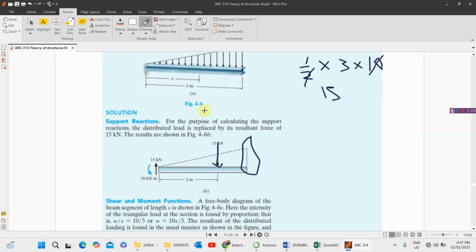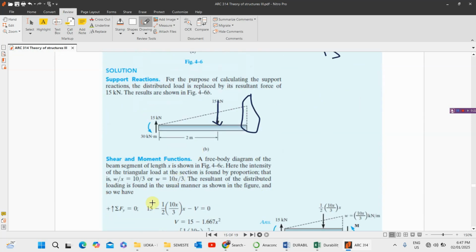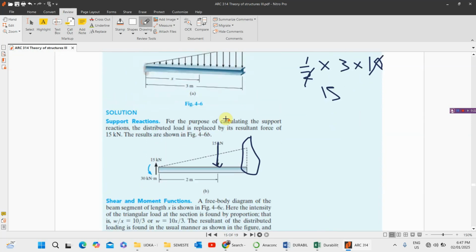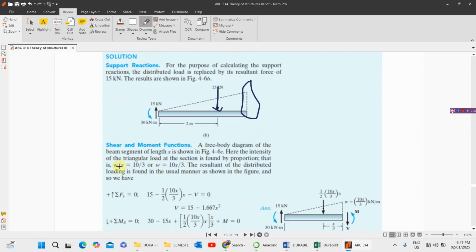And we are told to represent it using a function of x. So what we are going to do is say w divided by x is equal to 10 over 3. That is, w divided by x equals 10 over 3. Now we can make w the subject of the formula, which is w equals 10 times x all over 3.